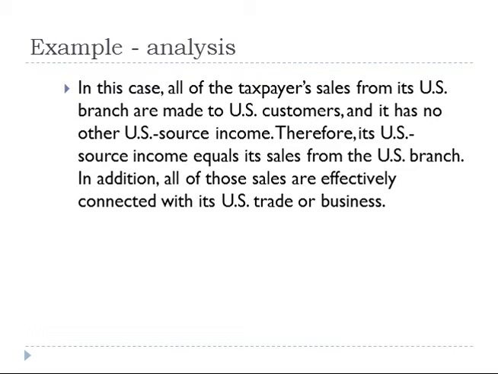Next comes the analysis section of this solution. In this case, all of the taxpayer's sales from its U.S. branch are made to U.S. customers, and it has no other U.S. source income. Therefore, its U.S. source income equals its sales from the U.S. branch. In addition, all of those sales are effectively connected with its U.S. trade or business.